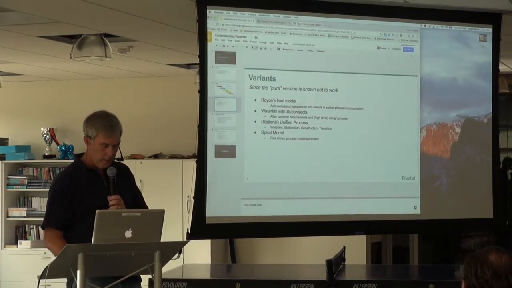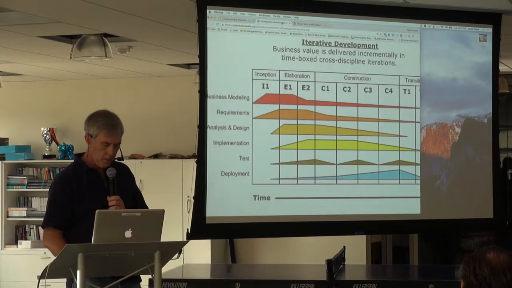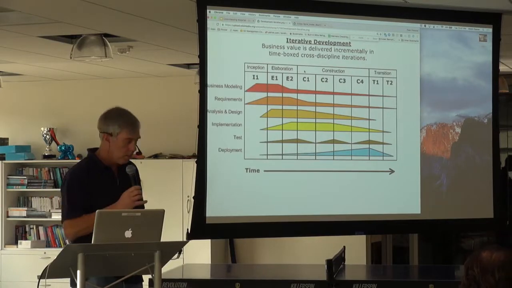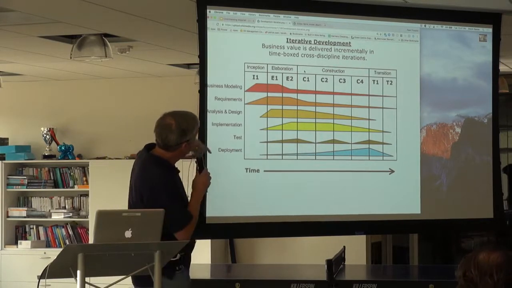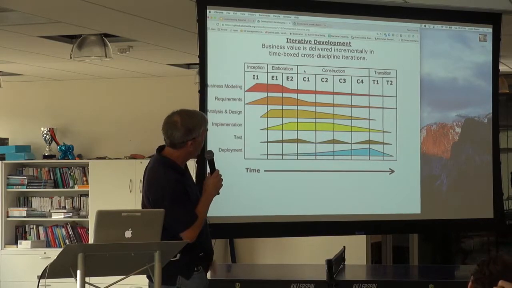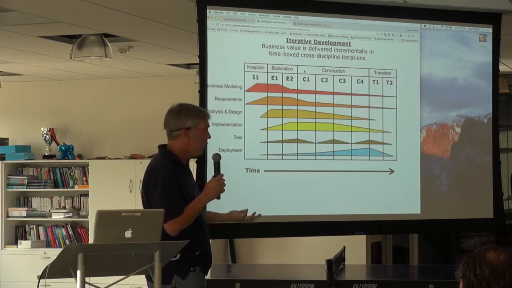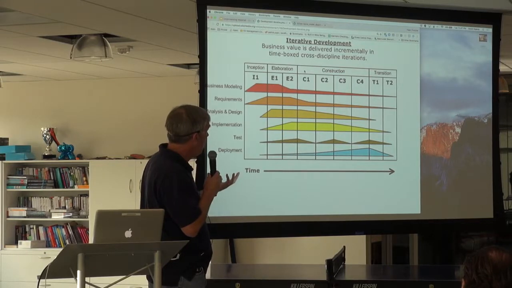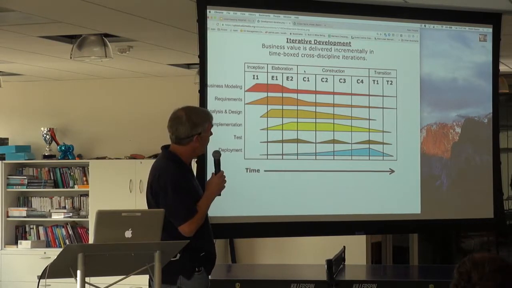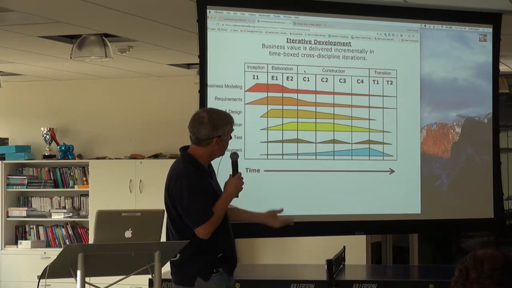And let's see if I can get this one here. So here we go. You can see the different phases, and they each have sub-phases, typically numbered. You typically have one inception phase, some number of elaboration phases, and so on.